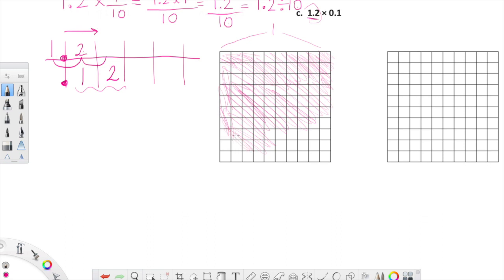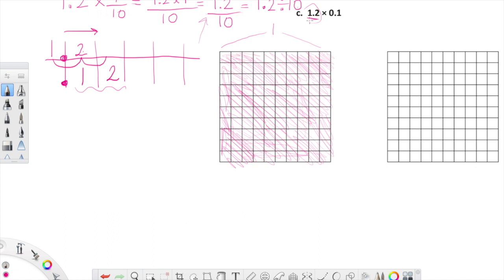You guys have seen in this problem and in previous problems that when we're multiplying by a decimal, ultimately what we're doing is dividing. When we're multiplying by 0.1, ultimately what we're doing is dividing by 10. If we are multiplying by 100th, what we would be doing is dividing by 100.